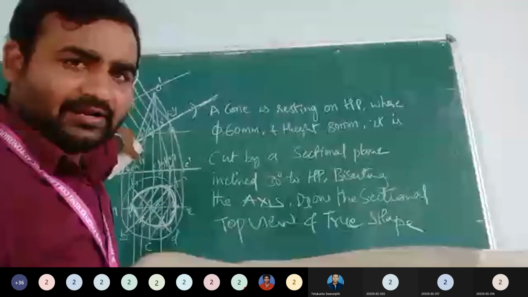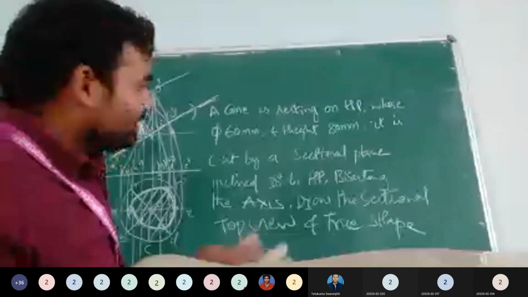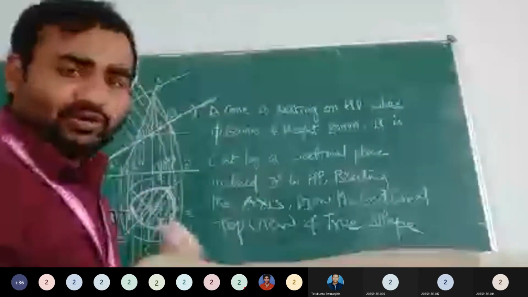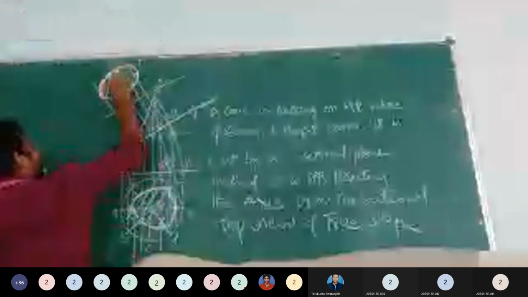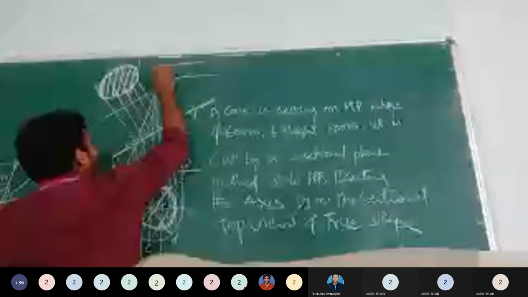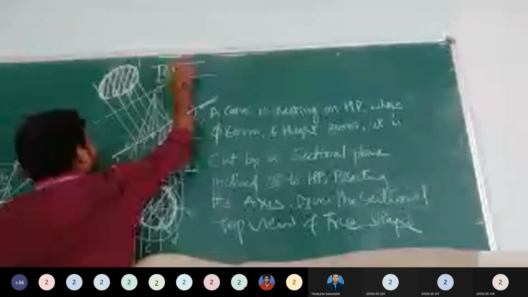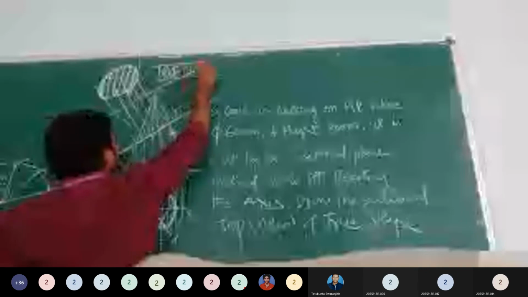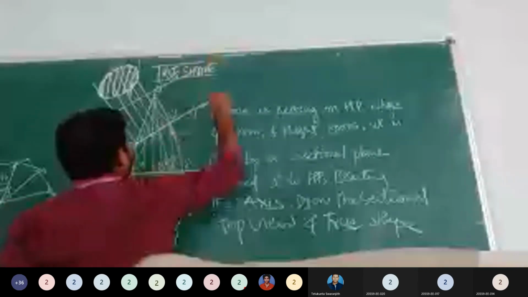Clear? It is similar to the auxiliary view. Sectional views: if you are clear with the auxiliary views, you can draw the sectional views. That means this is your auxiliary view. Now here also I have to do the G. And here you have to draw the true shape. You have to mention it as the true shape in 5 mm lines. Okay. Clear?